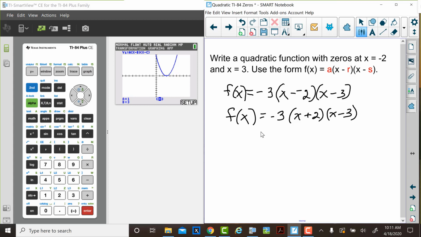Now, of course, you may not have chosen an a value of -3. Think about other values you could use for a. Is it restricted? We'd like to challenge you to consider other quadratic functions that have these zeros and write at least one other function in addition to the one that you had possibly already written.